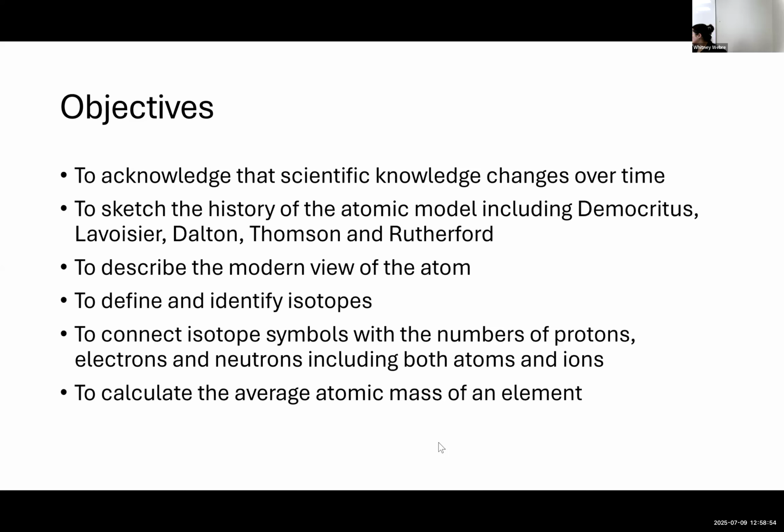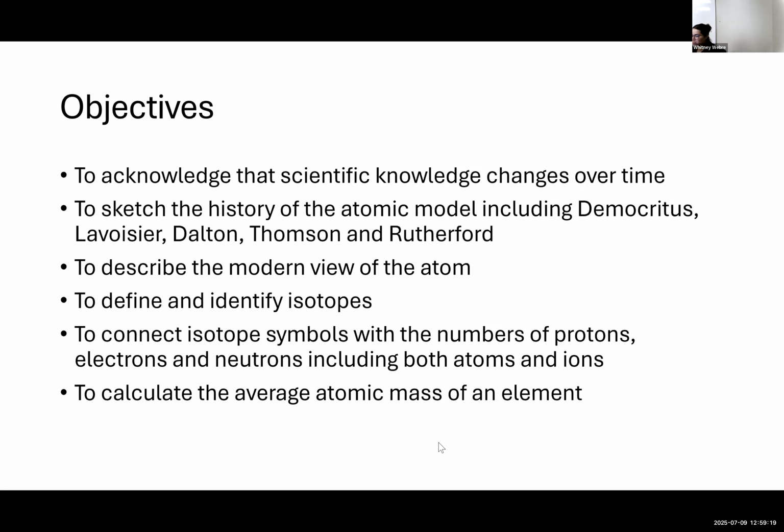Keep an open mind. I'm going to be doing a history lesson of how we've gone from the very first inkling of an atom to what it is now and how we got there. So we're going to sketch the history of the atomic model, including Democritus, Lavoisier, Dalton, Thomson, and lastly Rutherford. We're going to describe the modern view of the atom and define and identify isotopes.